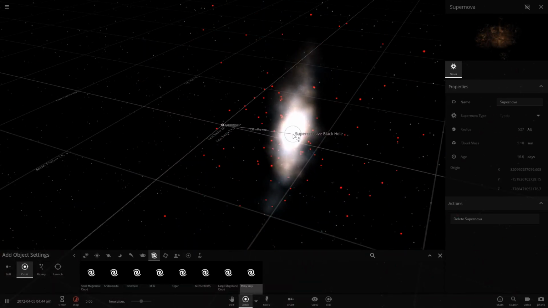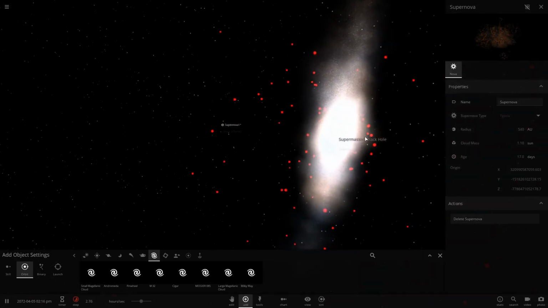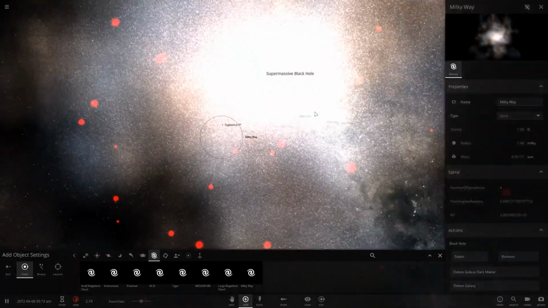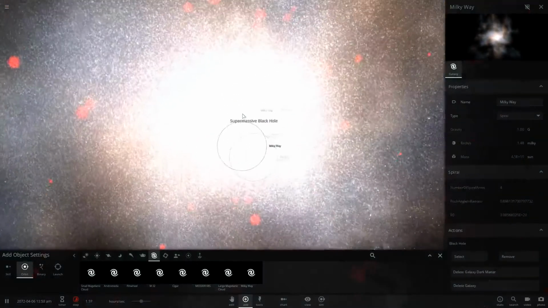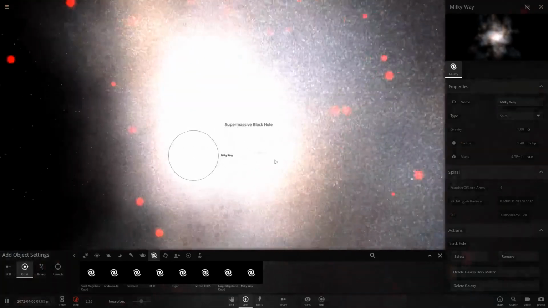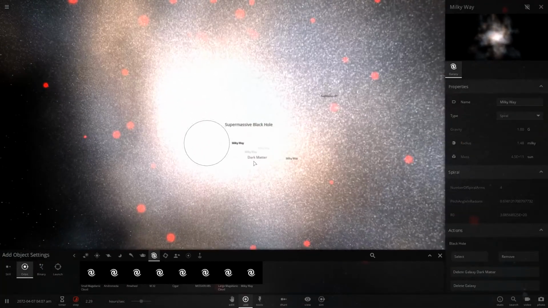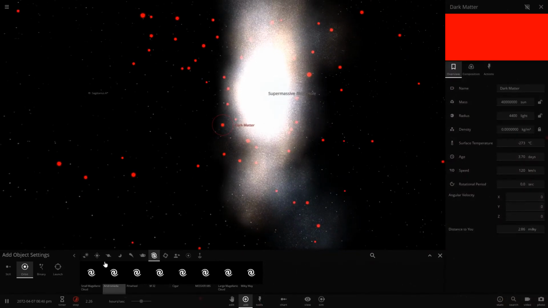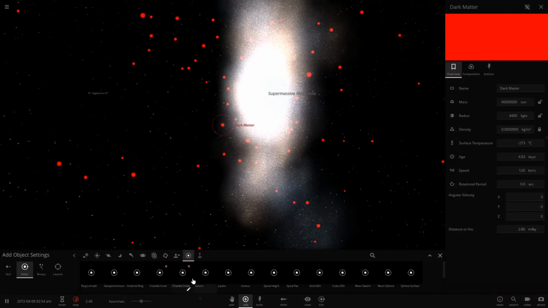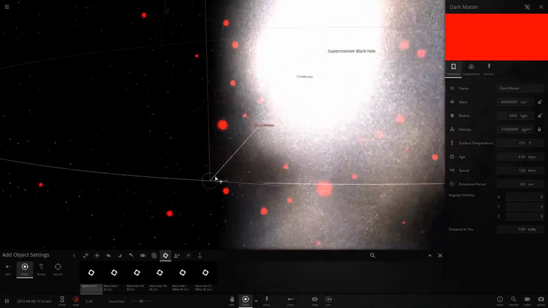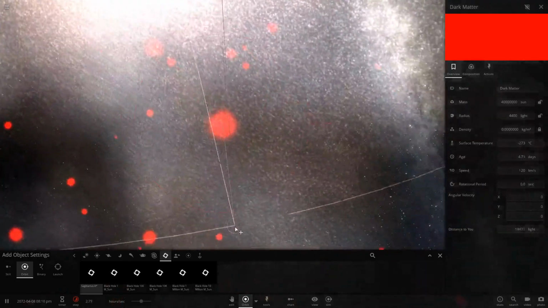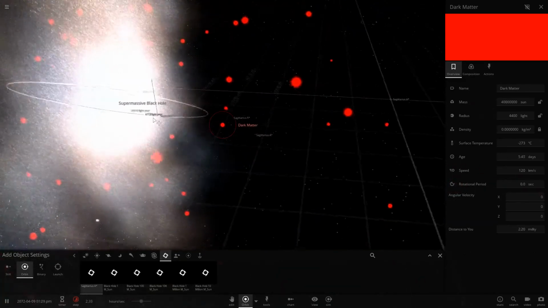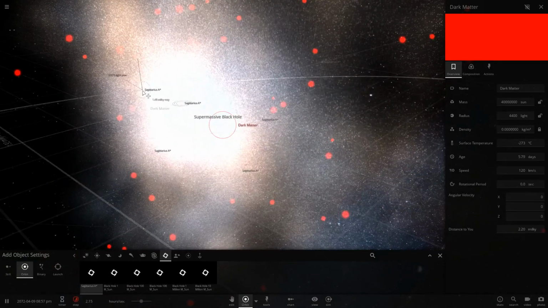Let's spawn the Milky Way galaxy. We spawn the Milky Way. And it calls it a supermassive black hole. There's the dark matter. Ah, dark matter. Now let's throw in Sagittarius A. If I can find it. Ah, here we go. And then we'll just plop that in over there. Just placing this in everywhere, seeing what happens.